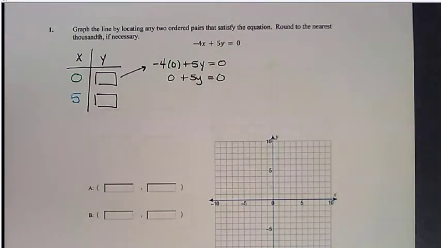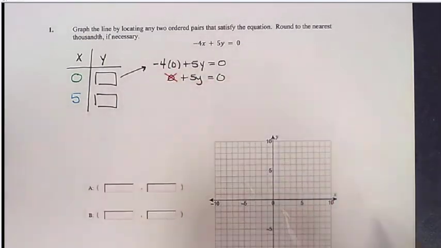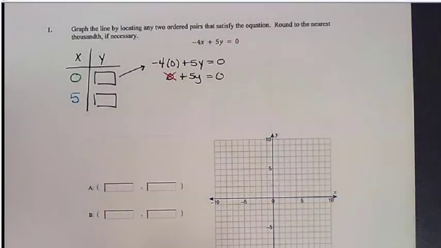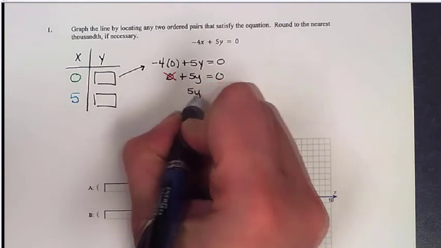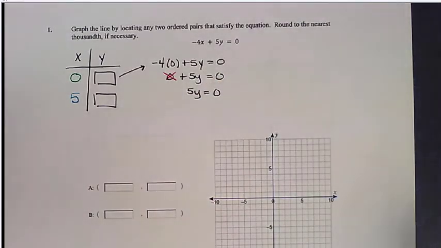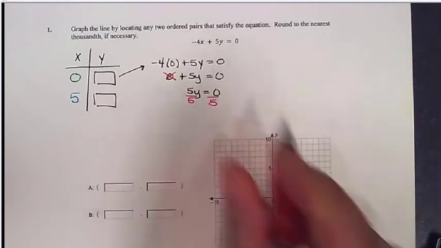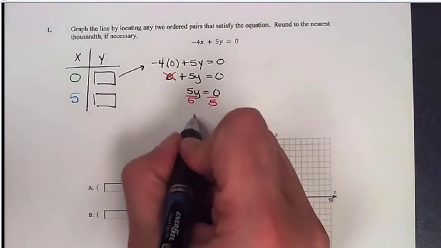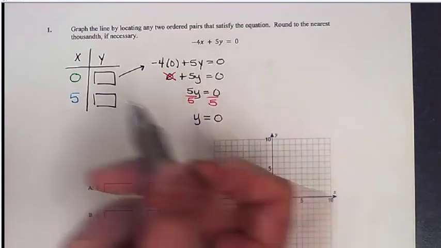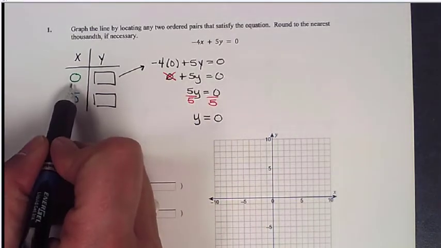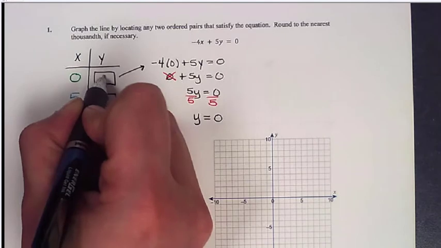Well, 0 really doesn't add or subtract anything to the problem, so I can just go, hey, that's gone. I don't really need him anymore because he's 0. So I just have 5y equals 0. Now I just need to divide both sides by 5, and I figure out that y is equal to 0. So when x is equal to 0, again, this is the value I chose, y is also equal to 0.